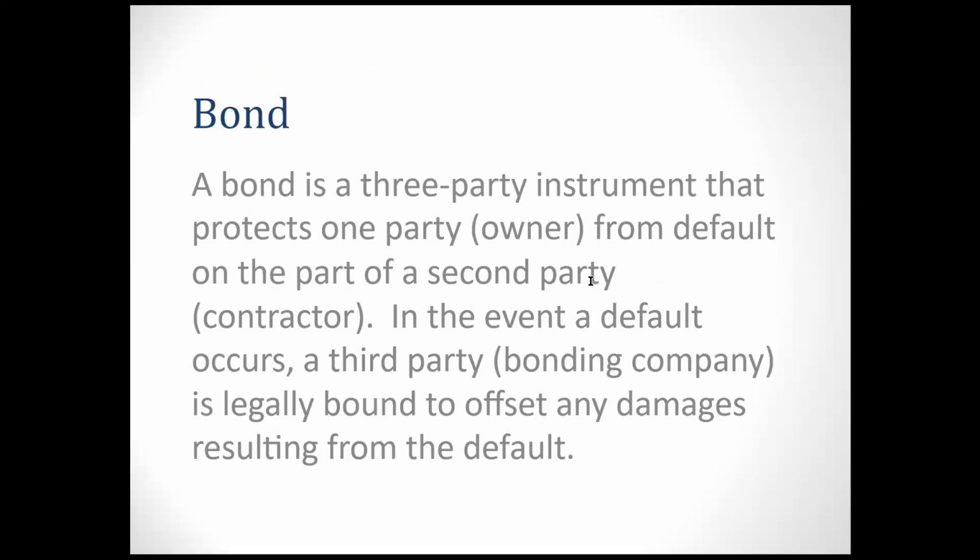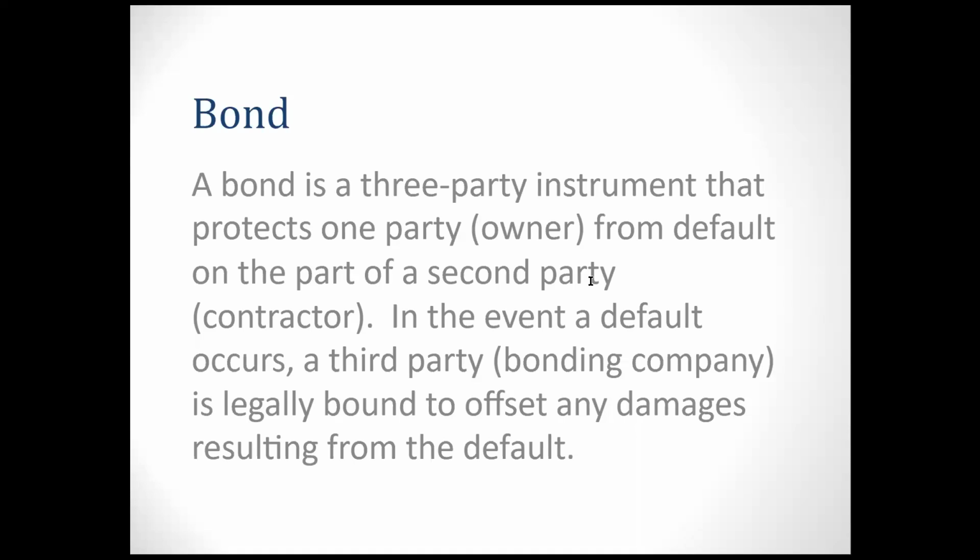So the bond, as I mentioned before, is different from insurance. Because with insurance, you have your auto insurance, your home or rent insurance. That means you pay the premium to the insurance company, and once damage happens to you, the insurance company will cover it. So that is insurance. It's a two-party arrangement. But the bond is a three-party instrument that protects one party. So the bond is used to protect the owner.